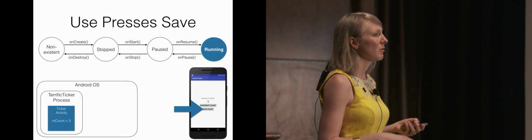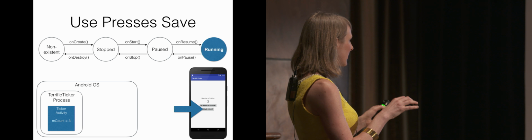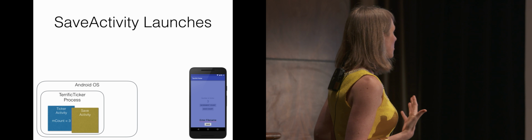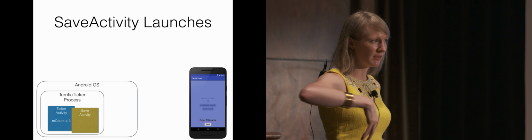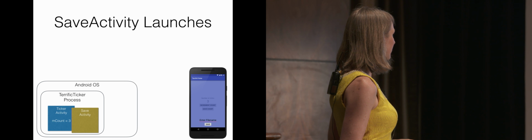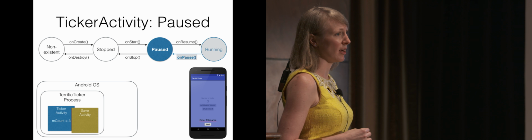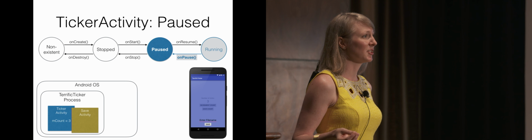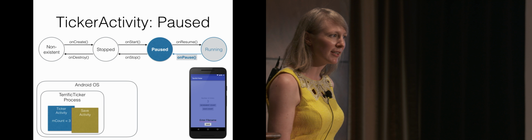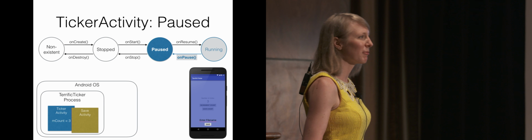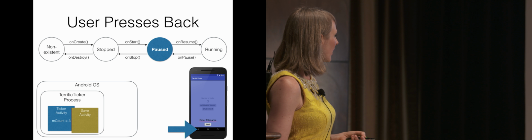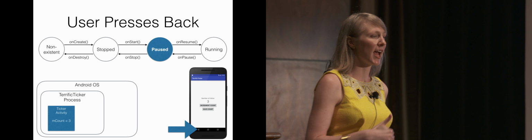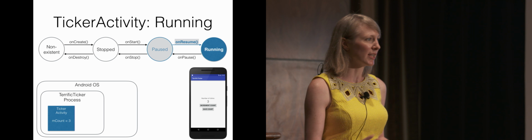So ticker activity is in running state, and we click save count. It's going to launch the save activity running in the foreground, which we know means that's going to kick our ticker activity out of running state. What'll happen is it will call onPause and move our activity to the paused state, and that's it. It's paused because it's not in the foreground, but you can partially see your activity. Now the user presses back, save activity goes away, and our ticker activity has fewer steps to get back to running. Now, only onResume is called.